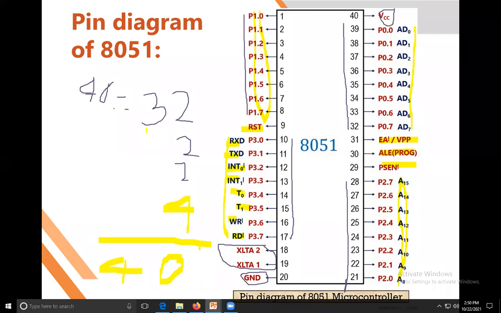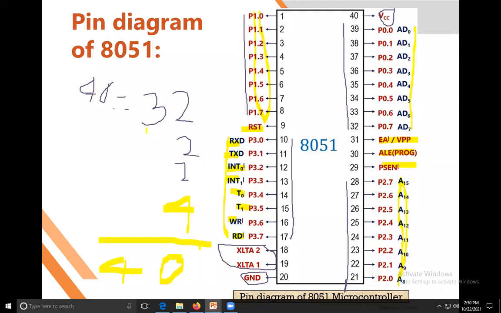So how to remember the port 3 pins? Two pins are for transmission and receiving, that means for communication purpose. For communication, we have to use only 2 pins, which are RxD and TxD. Another 2 pins are for the interrupt purpose, interrupt 0 and interrupt 1, which are the external interrupts we have to connect to the 8051.